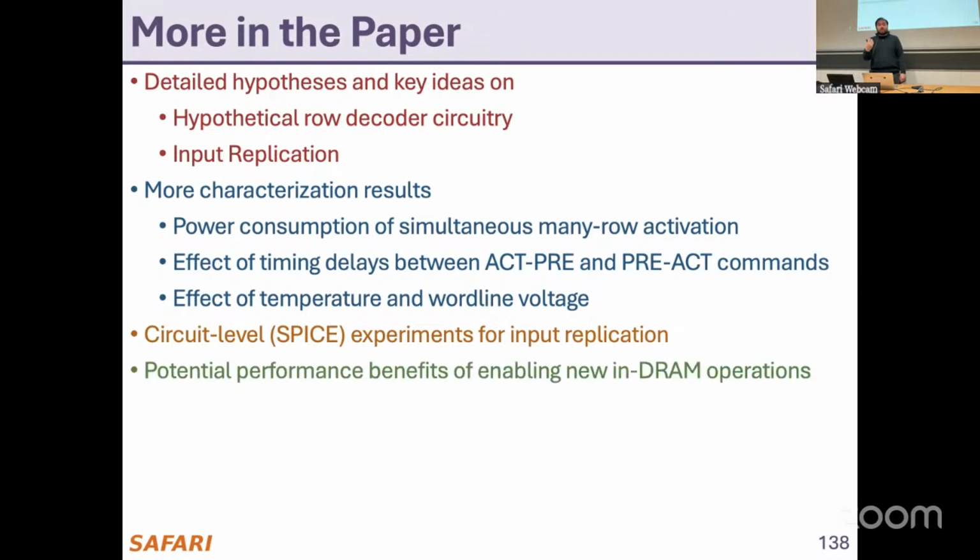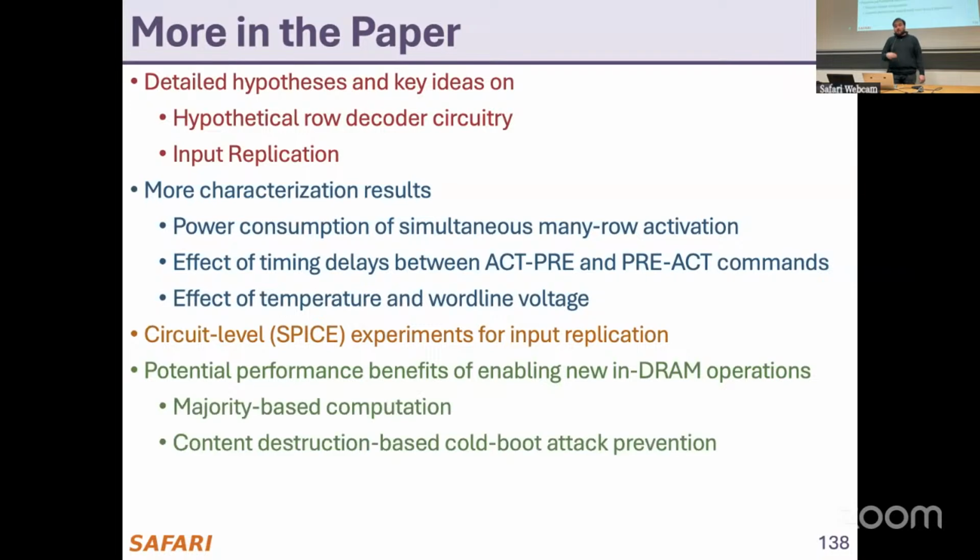And the potential performance benefits of enabling these operations. In the paper we have measurement-based computations, and we show that enabling MAJ5, MAJ7, and multi-row copy accelerates some basic kernels like addition and multiplication. We also have, I believe, an interesting use case: content-destruction-based cold boot attack prevention. There you want to destroy your data as quickly as possible, so you can use multi-row copy to do it very fast, and I guess it's almost 20x. For those, please check the paper.